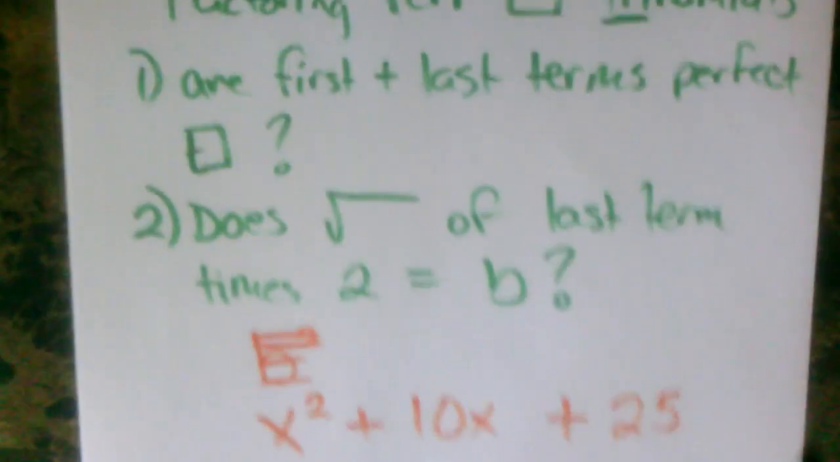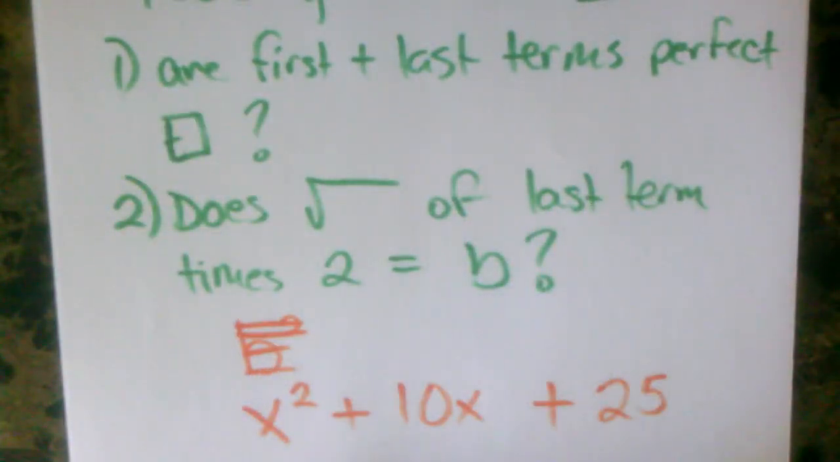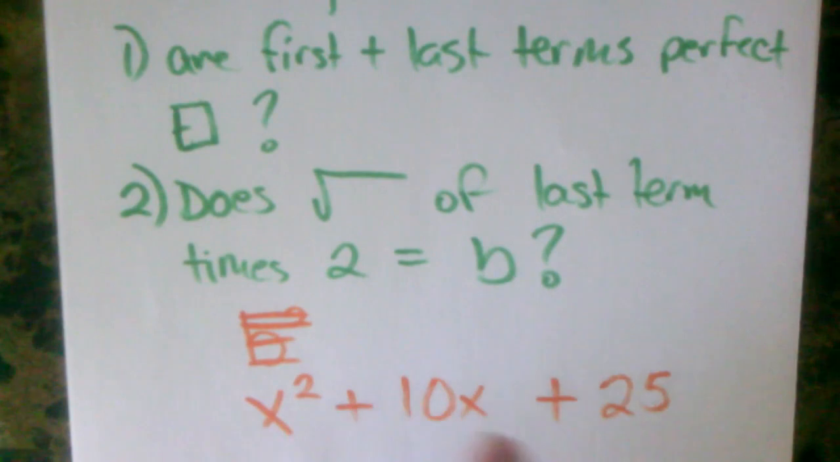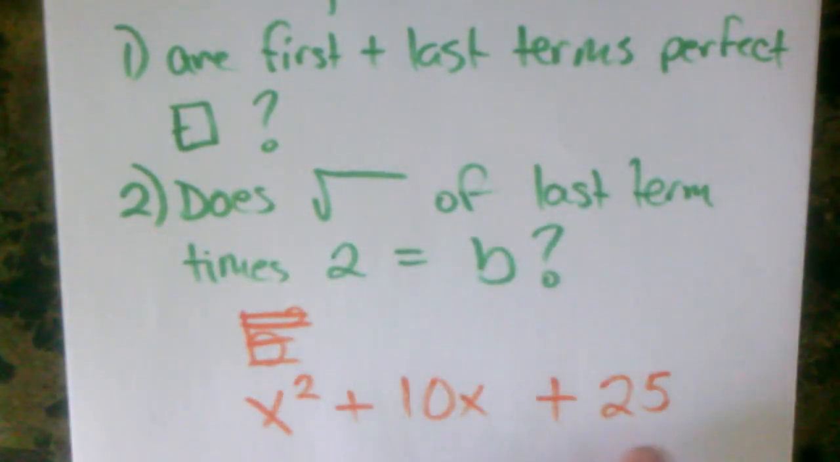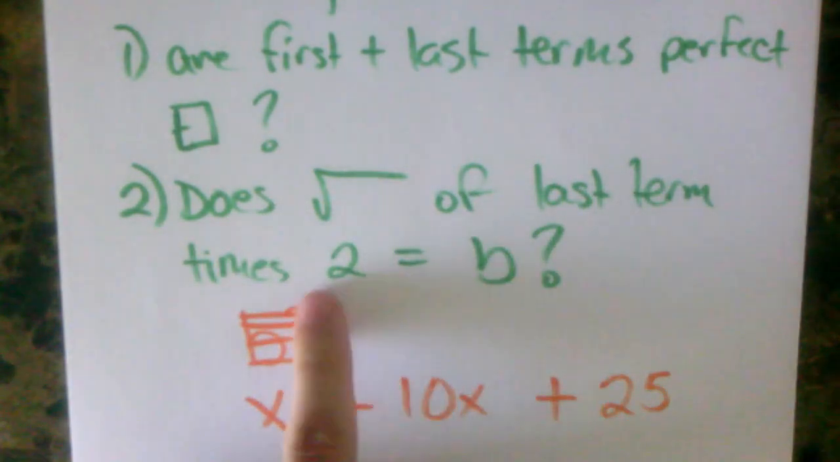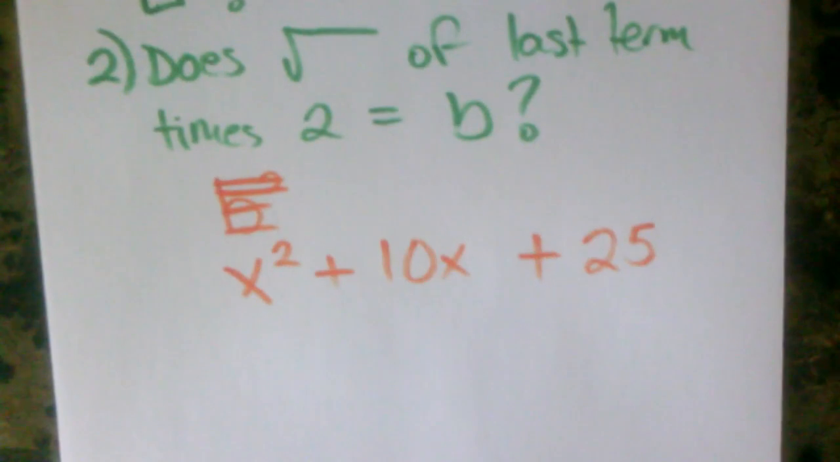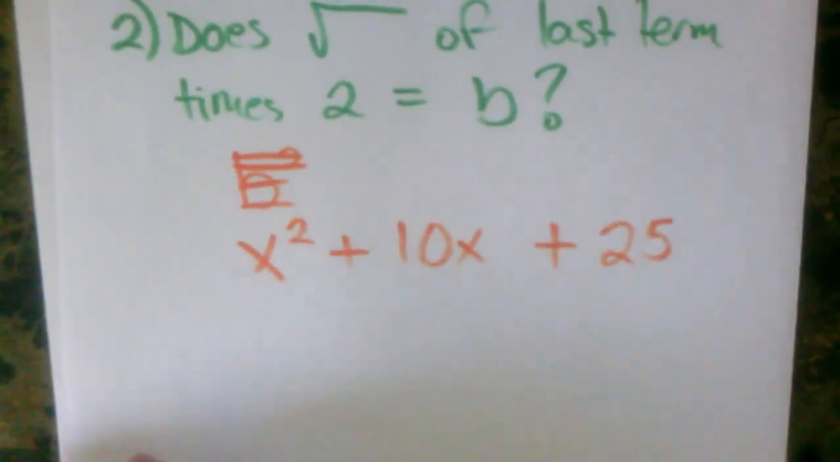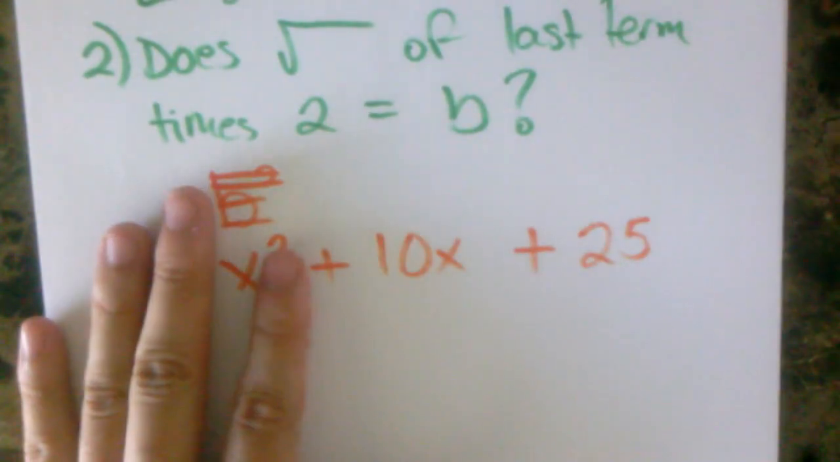Again, let's go ahead and take a look. Are the first and last terms perfect squares? So x squared is a perfect square because it has an even exponent. 25 is a perfect square because the square root of 25 is 5. Does the square root of the last term, square root of 25 is 5, times 2? 5 times 2 is 10. Does it equal b? It does. Alright, and since we have that, we're all good. This is a perfect square trinomial, so we can go ahead and simplify it.